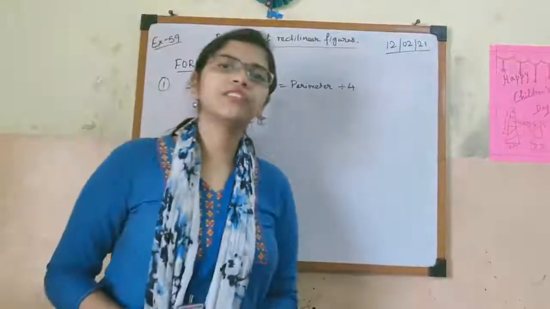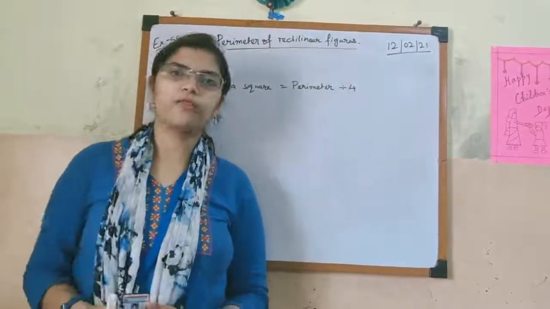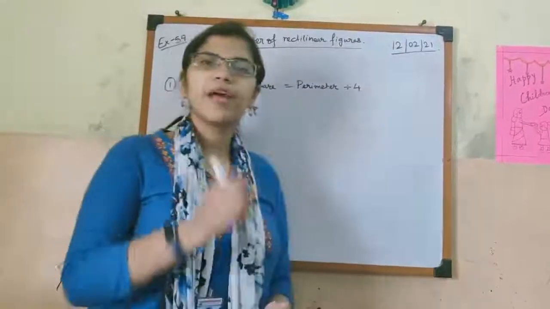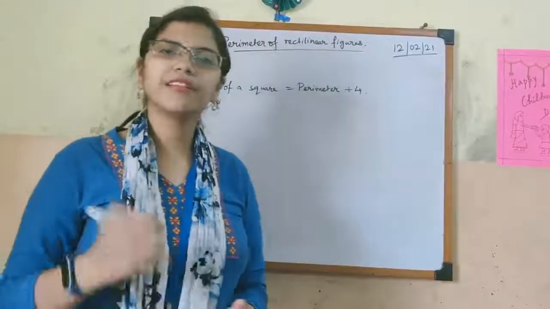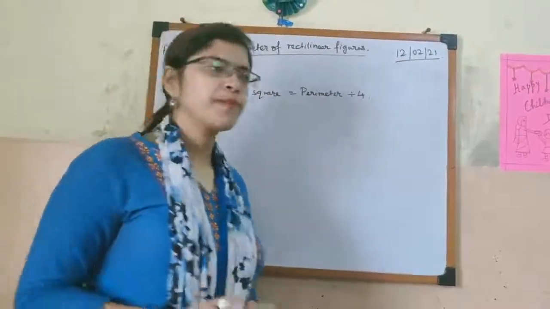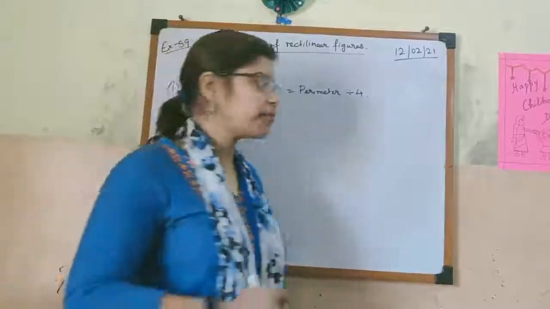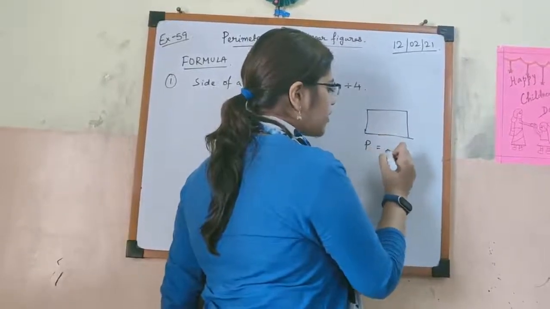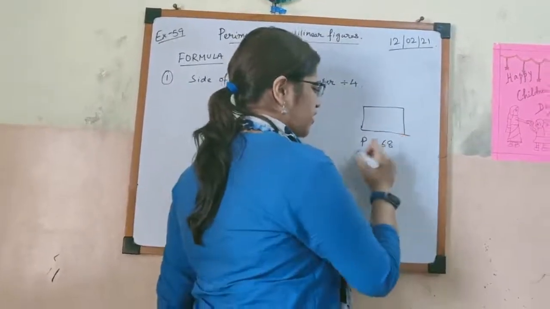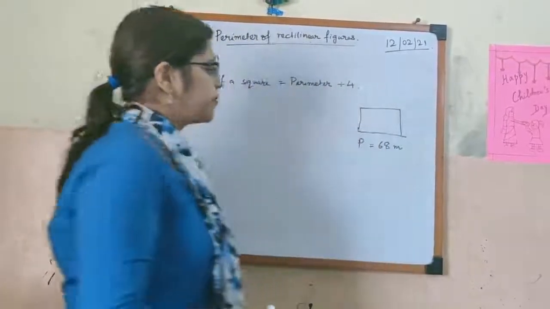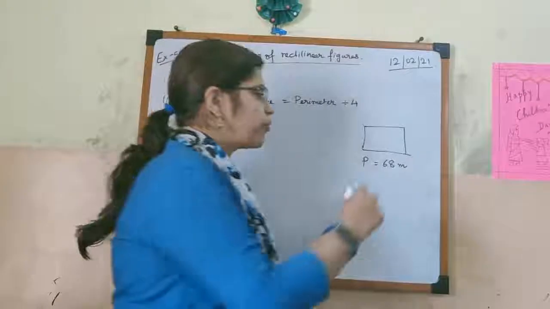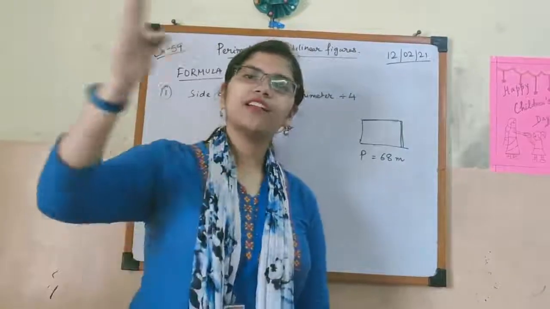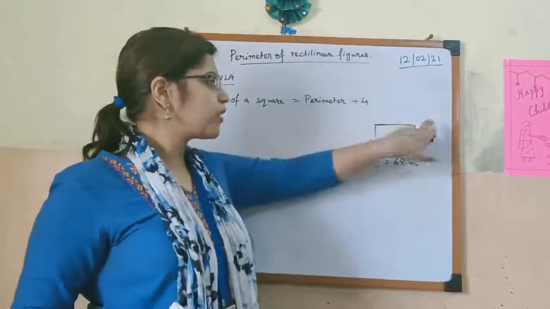So before moving on to the sum, I would like to tell you one formula. Always remember, we know that the perimeter formula is perimeter equals 4 multiplied by side when it is about a square. And if the perimeter of the square is given, suppose 68 meter, but we don't know the sides, this is one side, this is another one, and in a square all the sides are equal, but we don't know the value of the side.